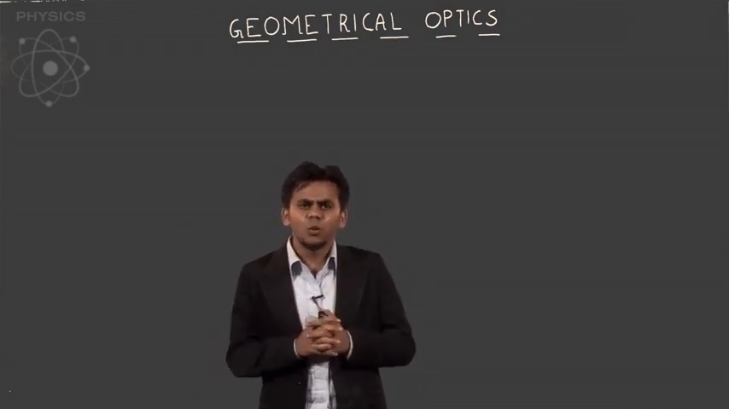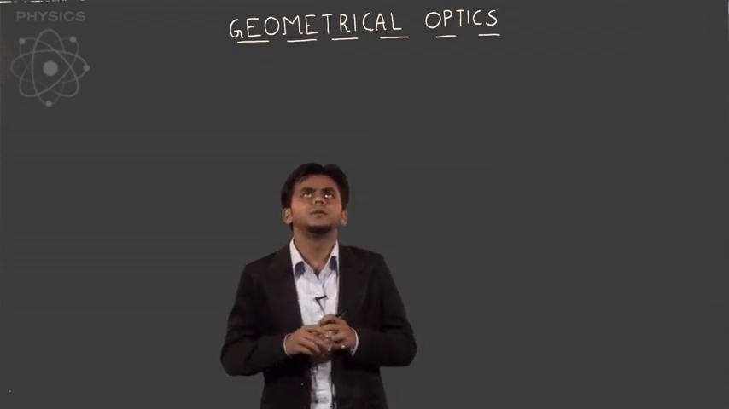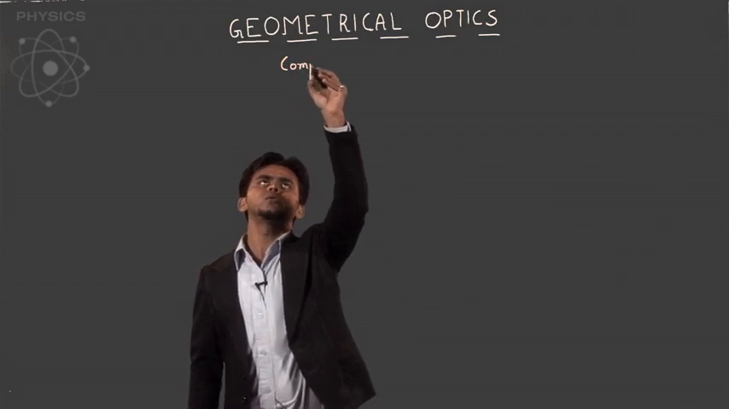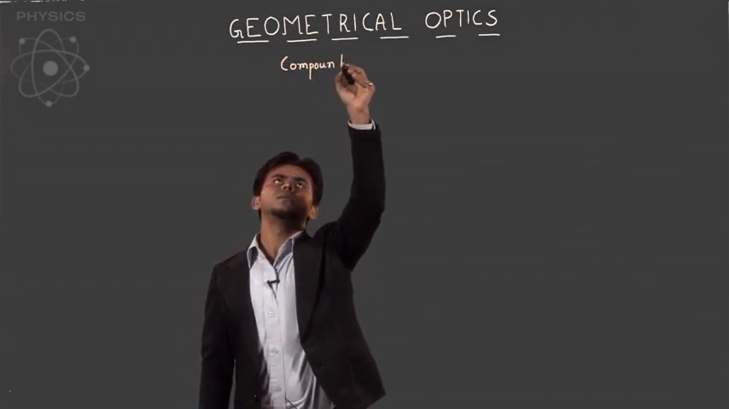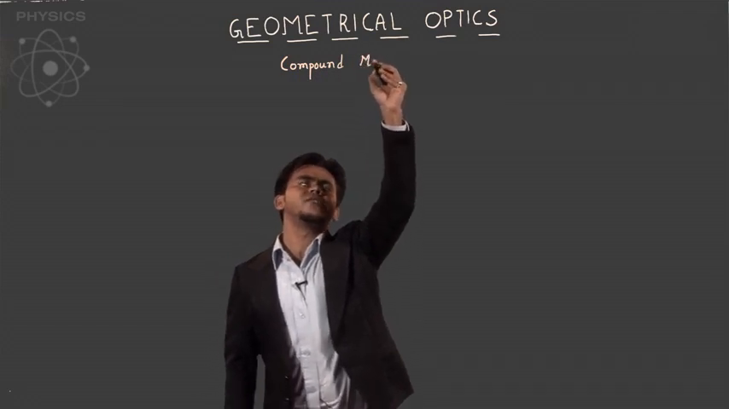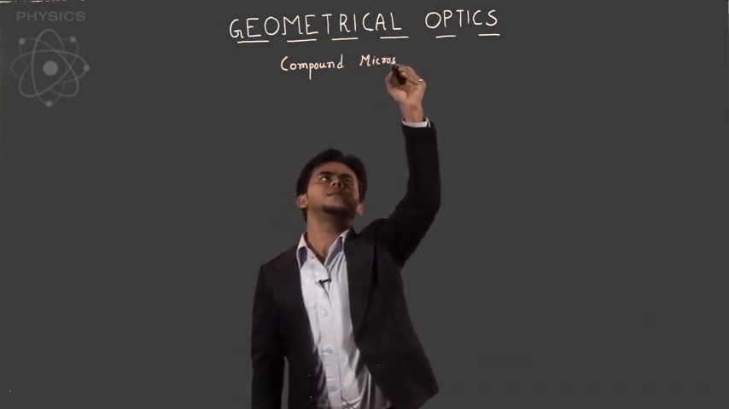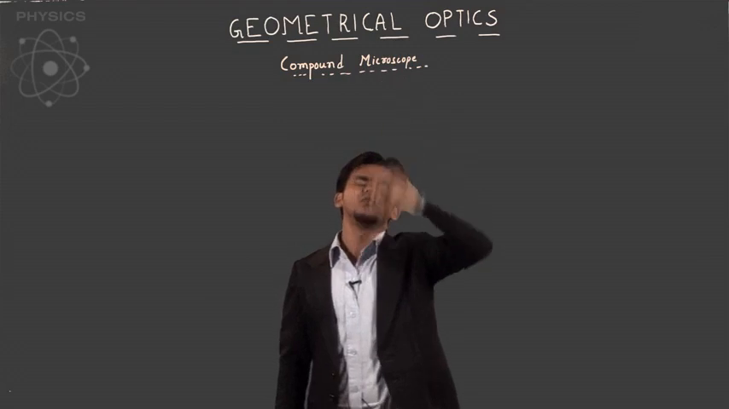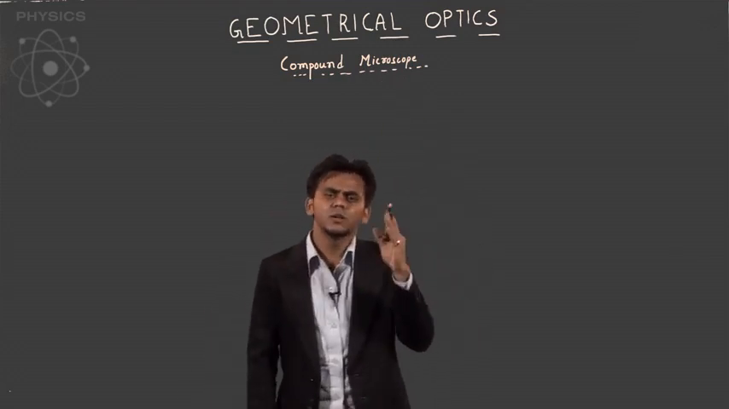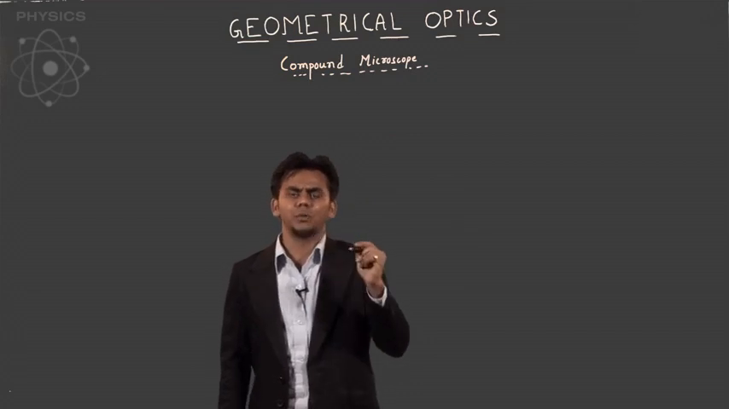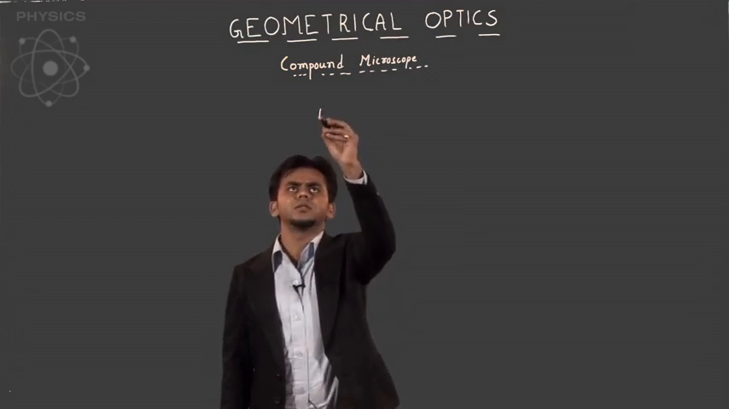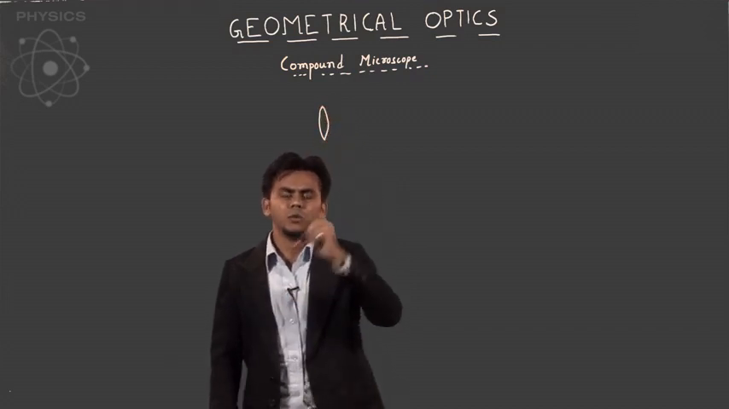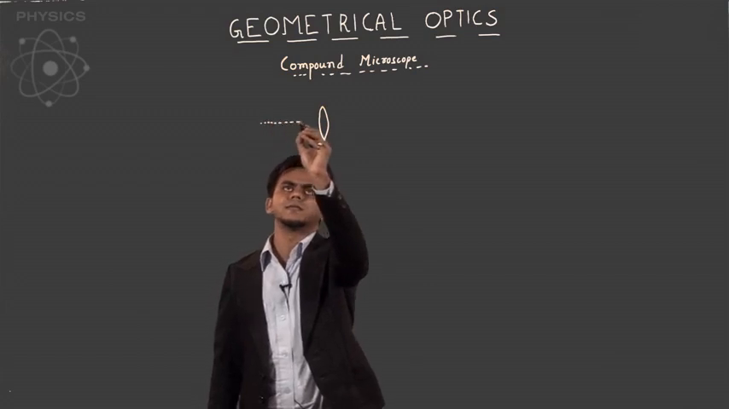Now let's try to understand what happens in a compound microscope. So what I'm dealing with right now is a compound microscope. I have an objective or ocular and an eyepiece. The objective is of a smaller aperture and smaller focal length, and the eyepiece is closer to the eye, the objective is closer to the object. So this is your objective lens.